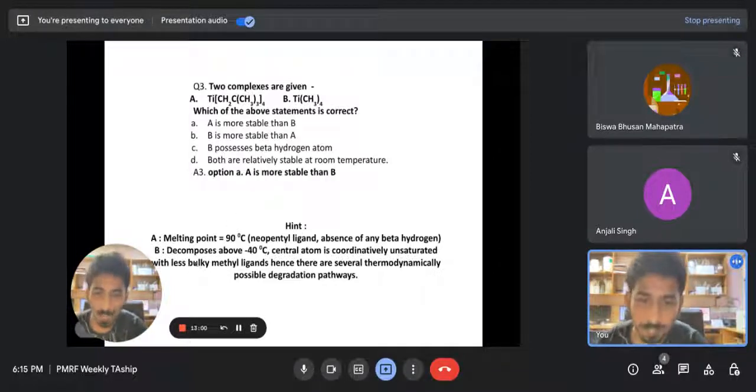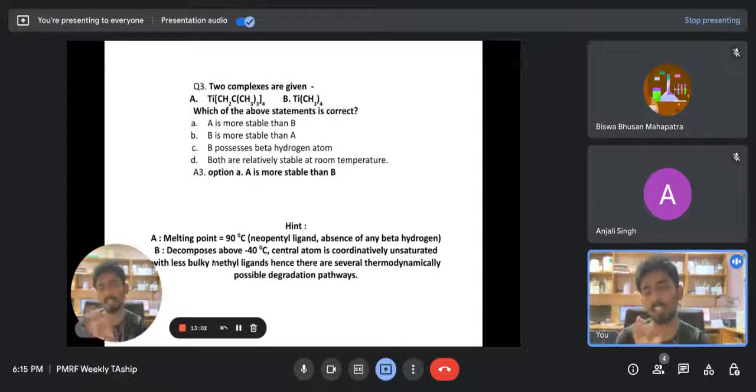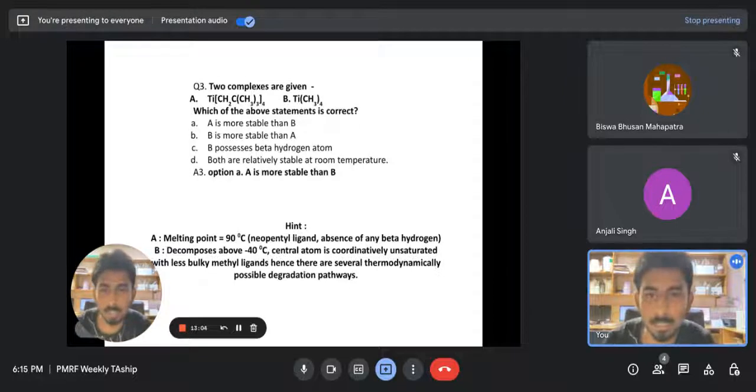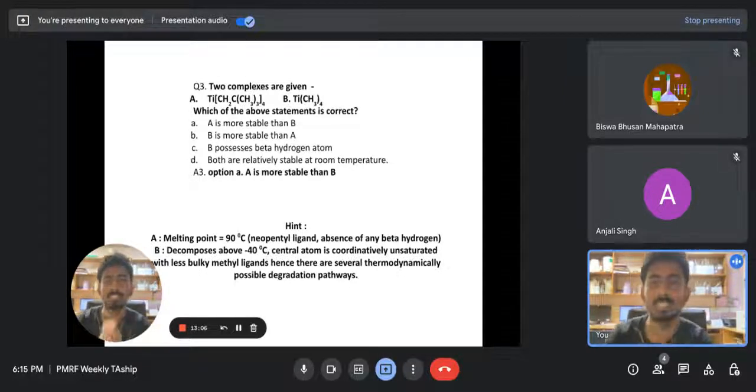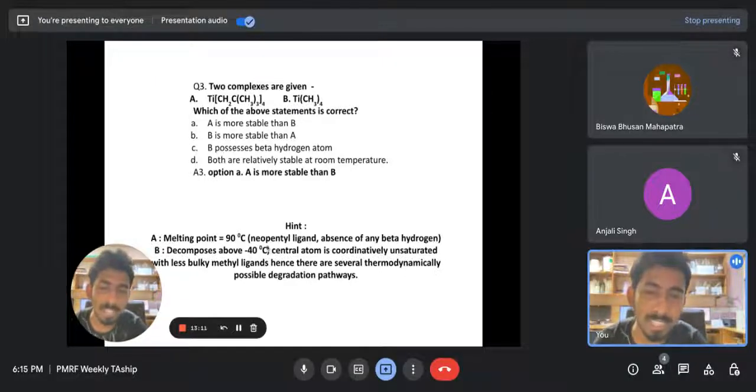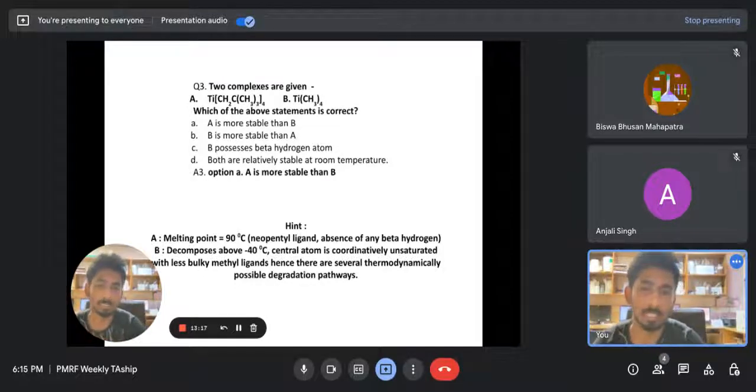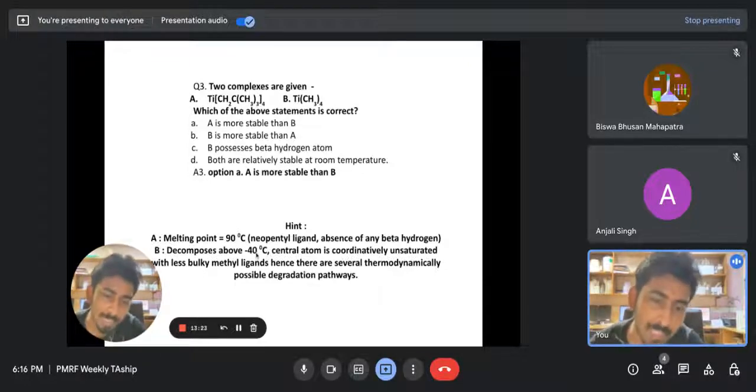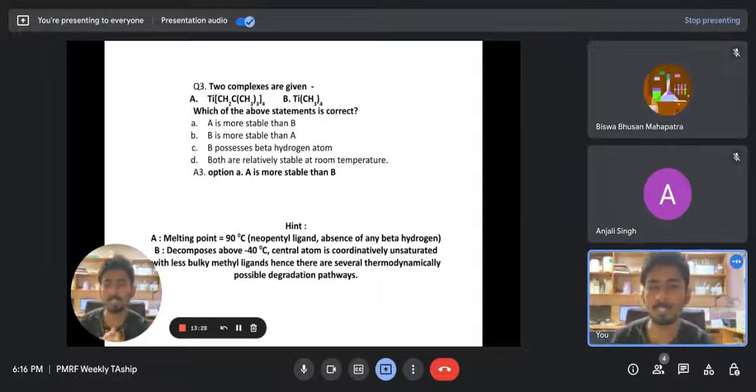So I have actually given you information on the B compound, that is Ti(CH3)4. This decomposes above minus 40 degrees Celsius, so this is actually very, very unstable. Above minus 40 degrees, this is destabilized. Now, what is the possible reason? The melting point of the first compound A is 90 degrees Celsius, quite high. The difference in temperature stability is 130 degrees Celsius between these two compounds.